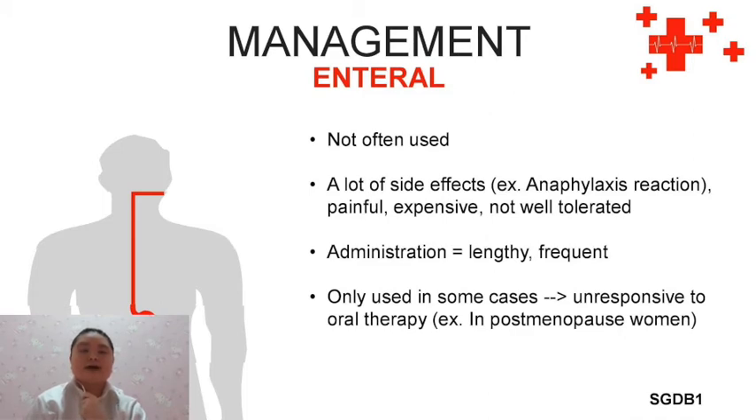Now I will explain about the management of iron deficiency anemia using the enteral way. The enteral way is not often favored because of its severe side effects. It is also very expensive, very painful, very lengthy, and very frequent in the administration. Even so, in some unresponsive patients, it has to be used.